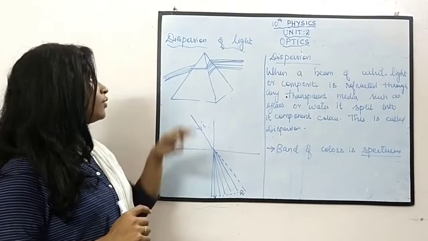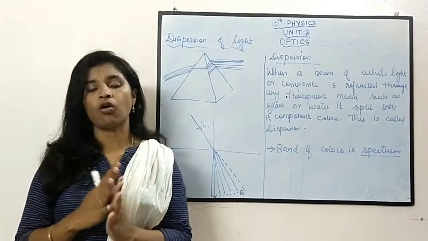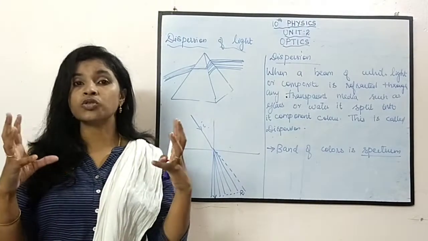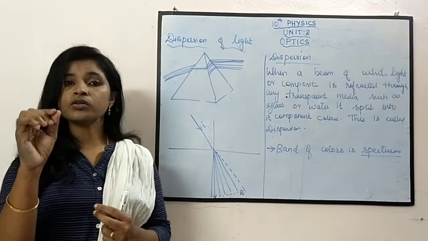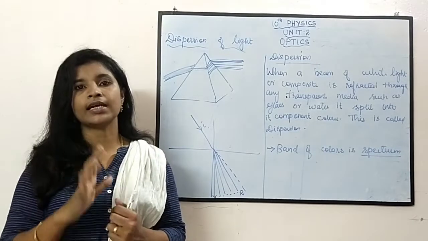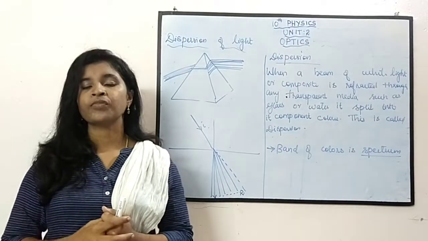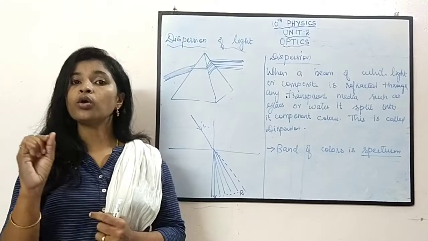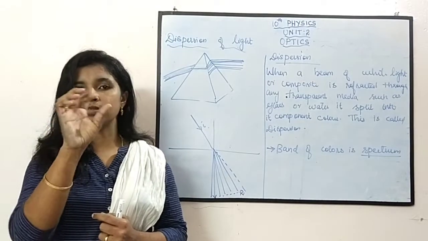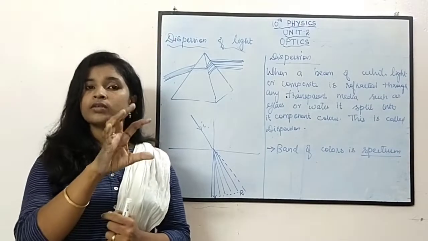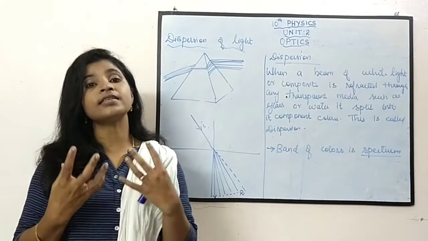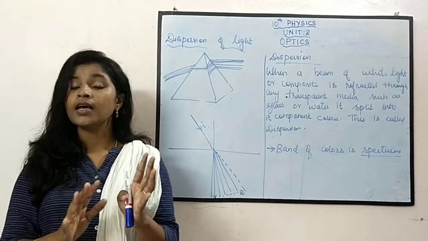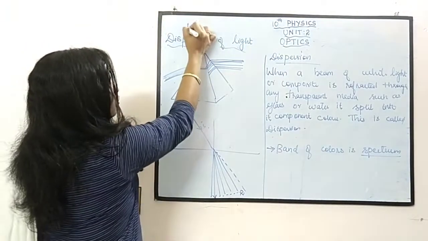So here we are going to study the dispersion of light. We know that the sun is the source of light. The light from the sun is a single color. Such a source we call a monochromatic source. Mono means single colored light. Sources which produce single colored light are called monochromatic sources. So the sun is one of them.